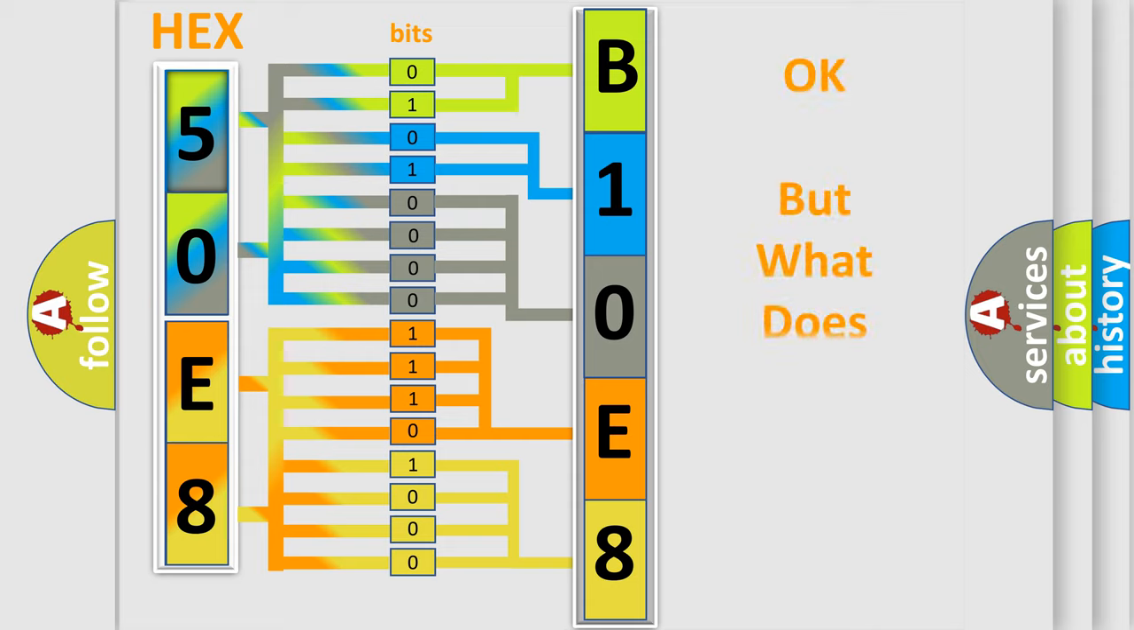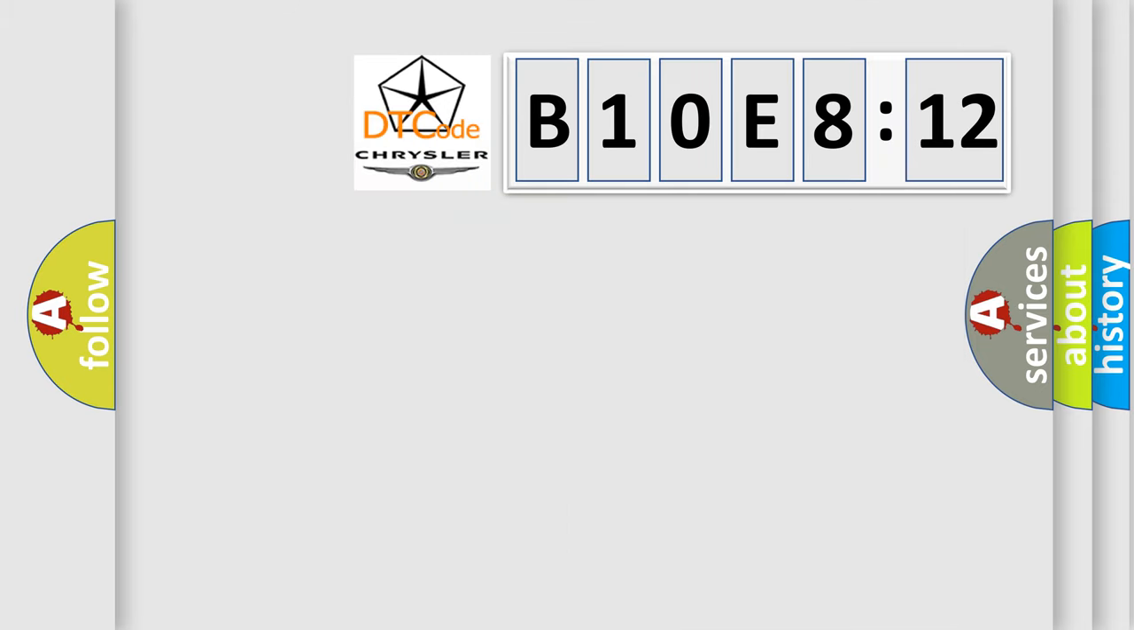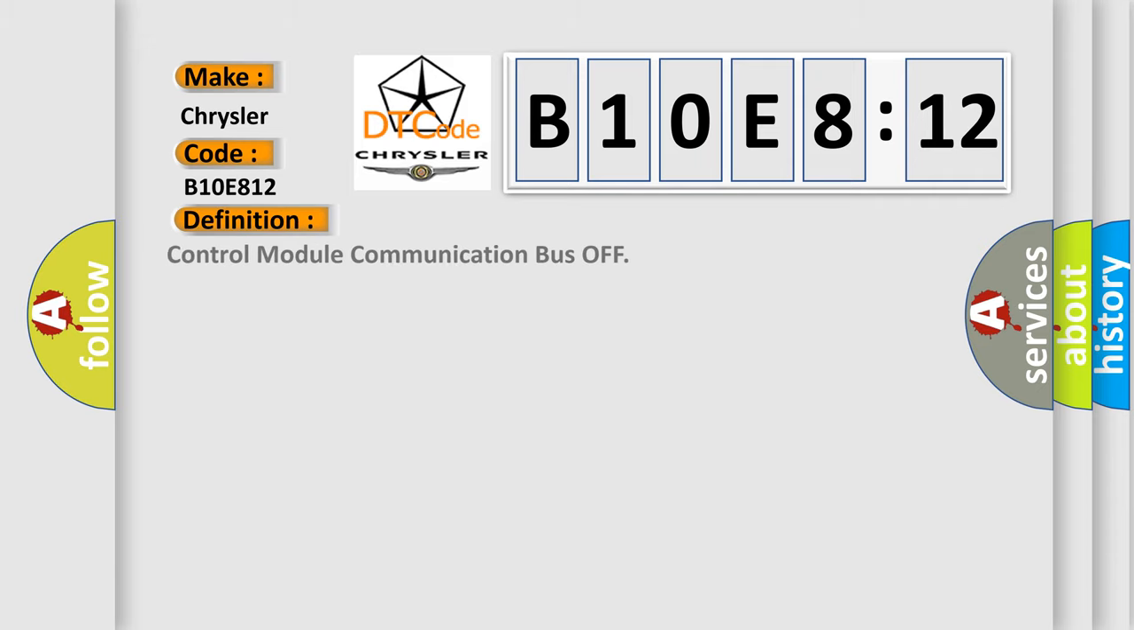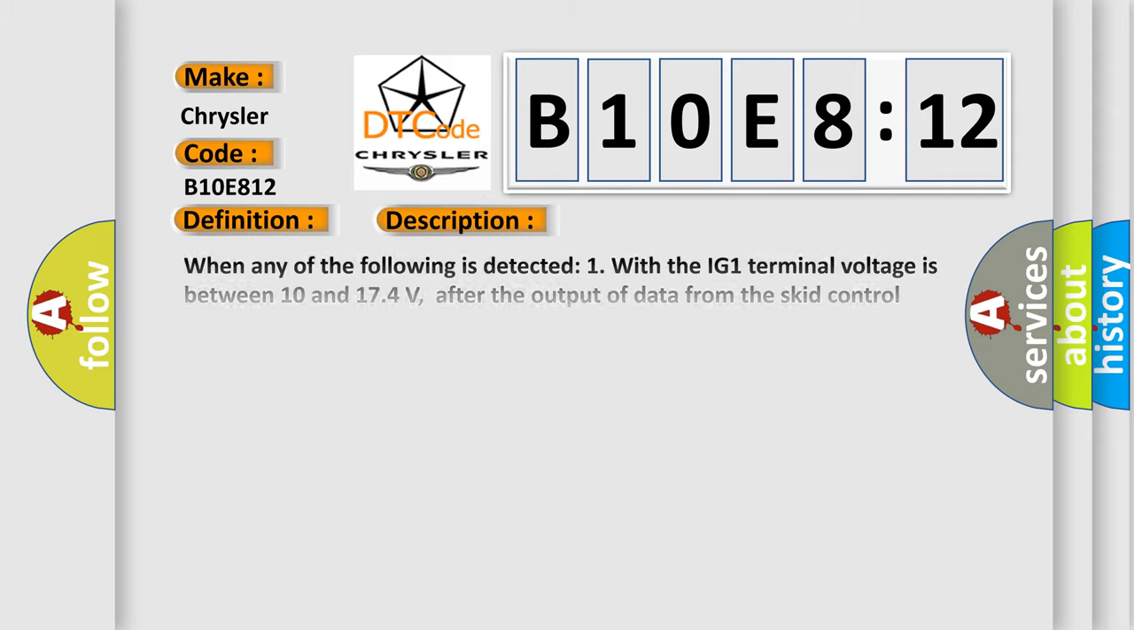The number itself does not make sense to us if we cannot assign information to what it actually expresses. So, what does the Diagnostic Trouble Code B10E8-12 interpret specifically for Chrysler car manufacturers? The basic definition is: control module communication bus off. And now this is a short description of this DTC code.